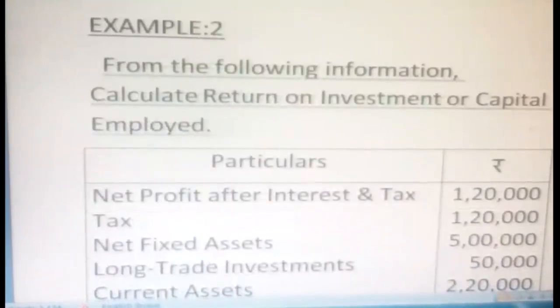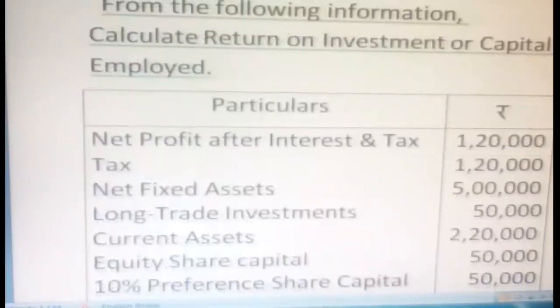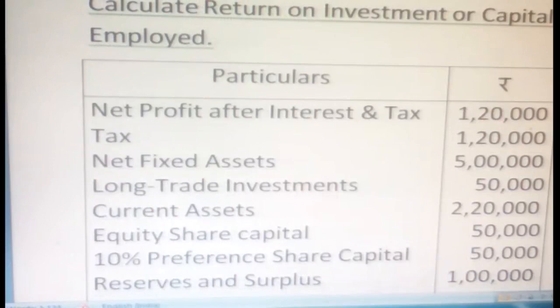Then, moving forward, another example. From the following information, calculate return on investment or capital employed. Here also they given some more information. Net profit after interest and tax 1,20,000. We should be very careful to see whether they given net profit before or after. It's a very very important keyword here. Net profit after interest and tax 1,20,000 and tax is also 1,20,000. Here both the figures are same. Should be very careful.